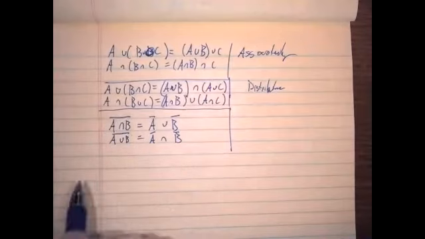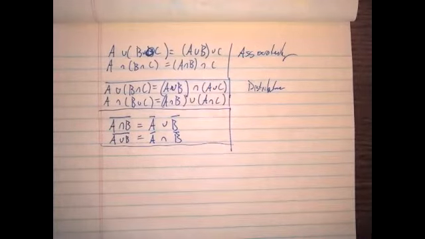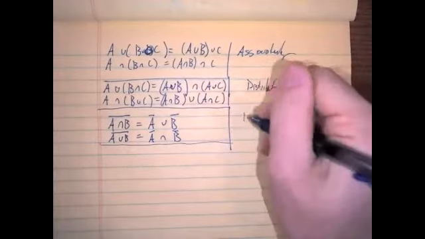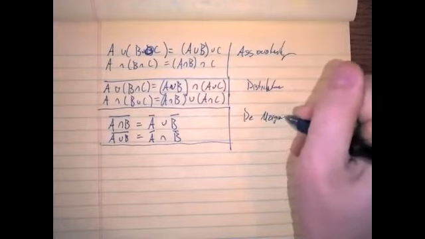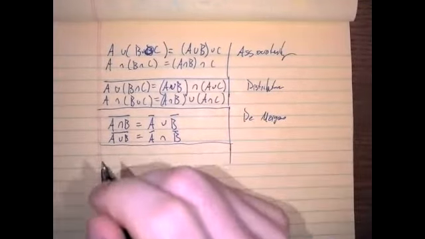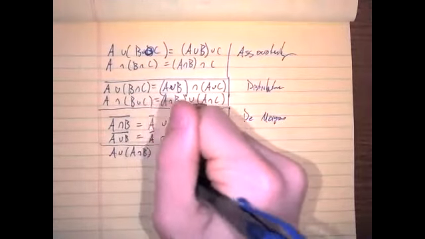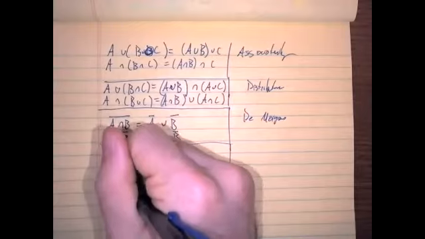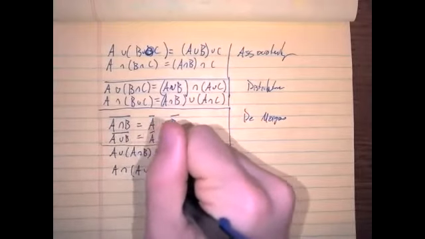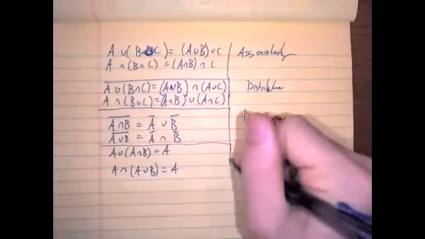And we can prove one of these. I think we'll prove one of these, and then the book proves the other. De Morgan's. We have absorption. A union (A intersect B) is equal to A, and similarly, A intersect (A union B) is equal to A, absorption.